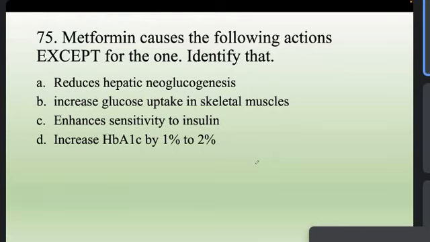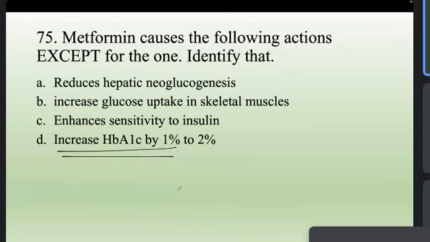So what is the whole idea of giving an anti-diabetic drug? To reduce your glucose levels, right? Ultimately, it is to reduce glucose level. HbA1c. See this. Increase HbA1c by 1 to 2%. Is it right? Will it increase or will it reduce? Reduce. Yes. Okay. So this is a very simple question.